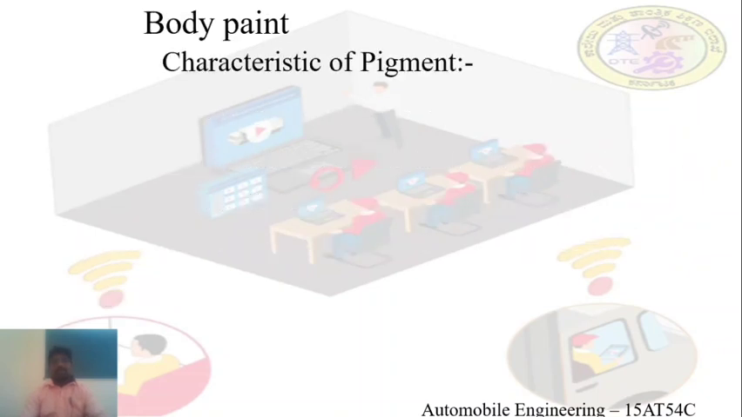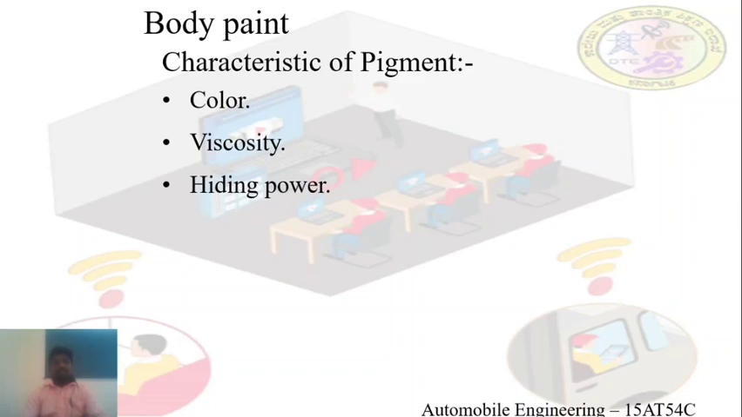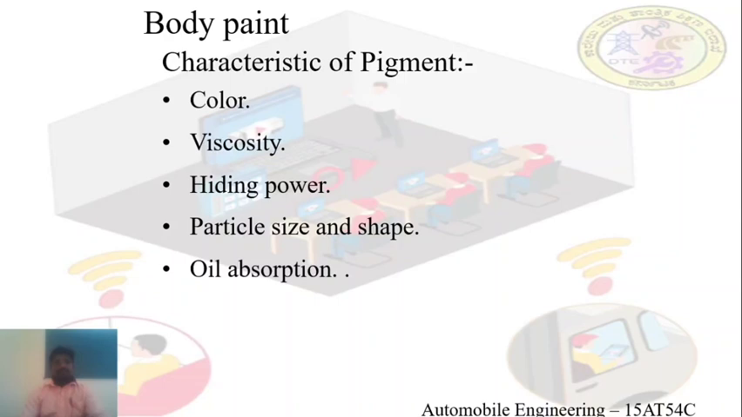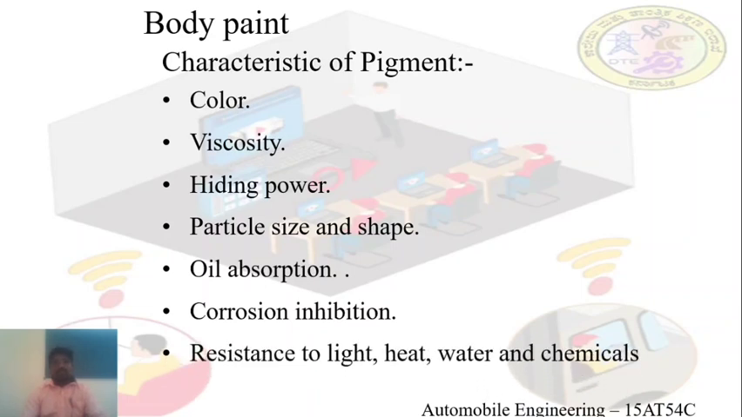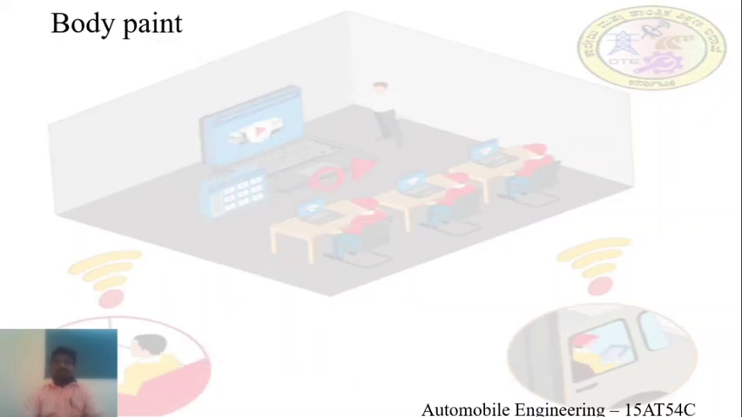If you go through the characteristics of the pigment, the first one is the color, the second one is the viscosity, the third one is the hiding power, the fourth one is the particle size and shape, the fifth one is the oil absorption, the sixth one is corrosion inhibition, and the seventh one is resistance to light, heat, water and chemicals.